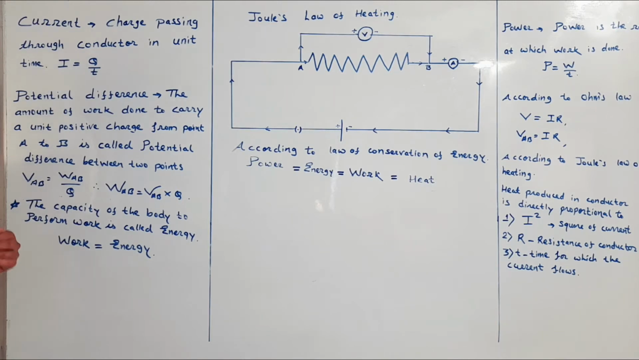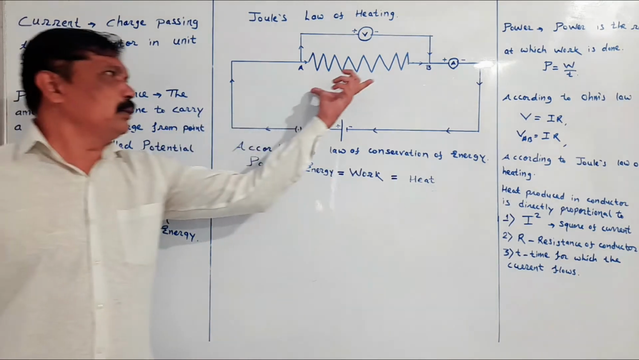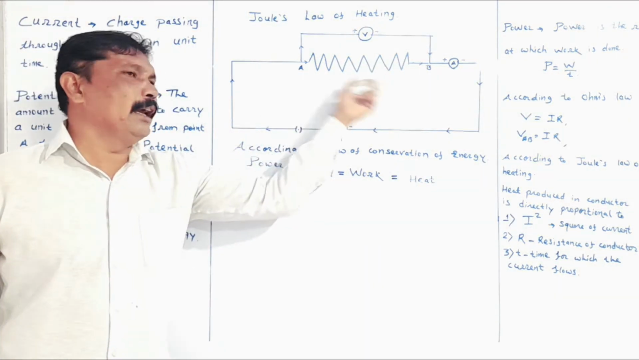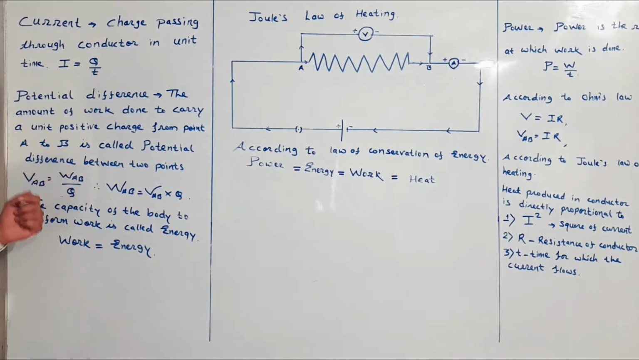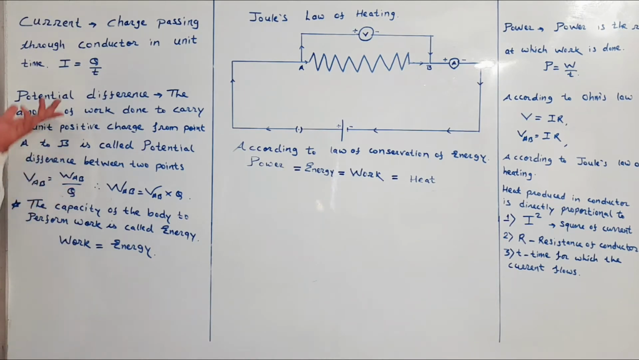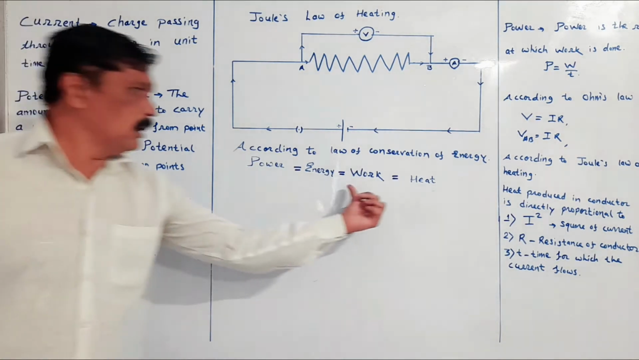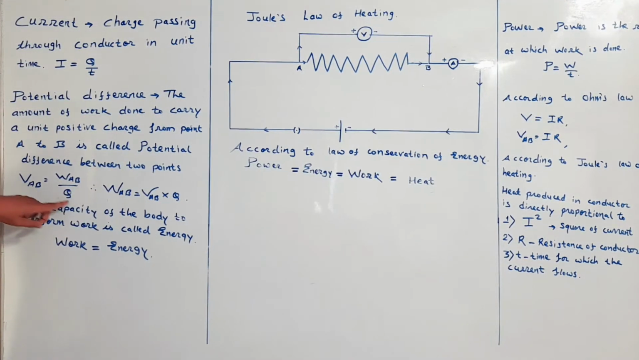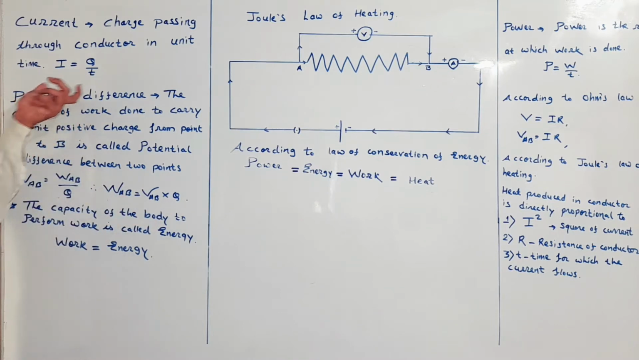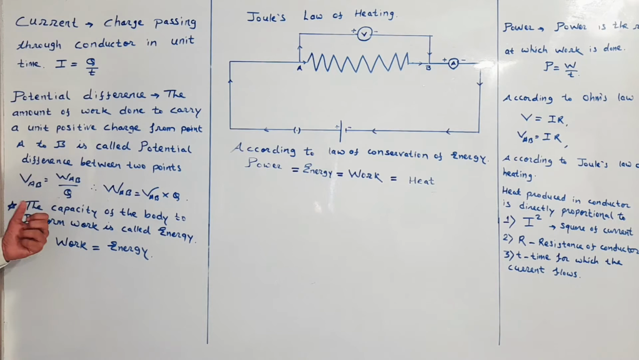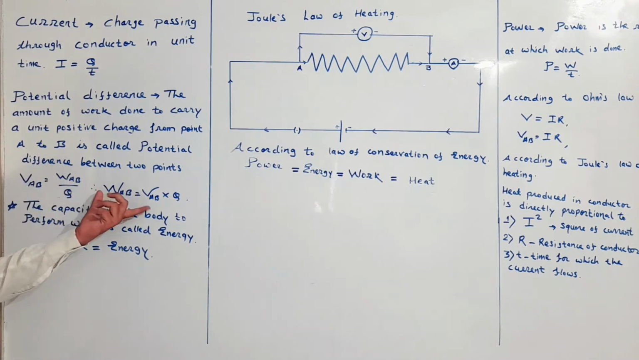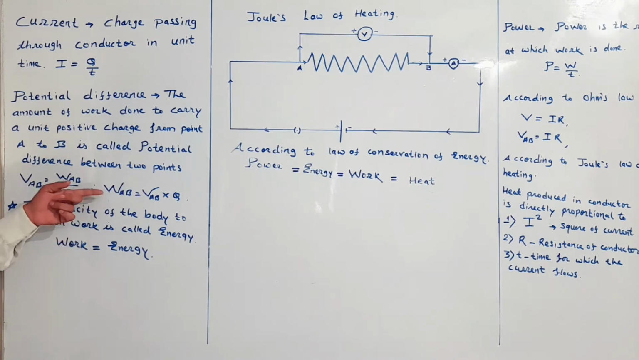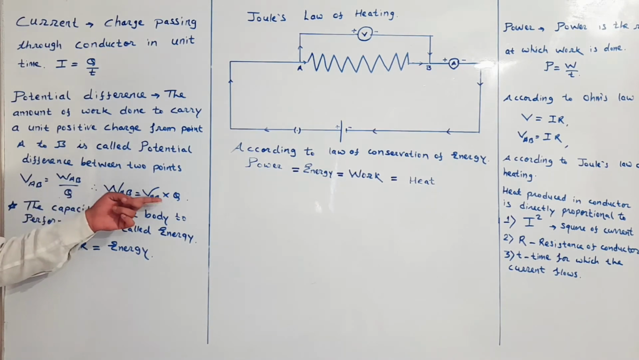My dear student, here we have written VAB, which means we are going to consider the potential difference between points A and B. So VAB is equal to WAB upon Q, where Q is the charge. From this definition of potential difference, we can find the definition of work, because here we have considered work. So WAB is equal to VAB into Q. From the potential difference definition and formula, we have derived the formula for work: WAB is equal to VAB into Q.